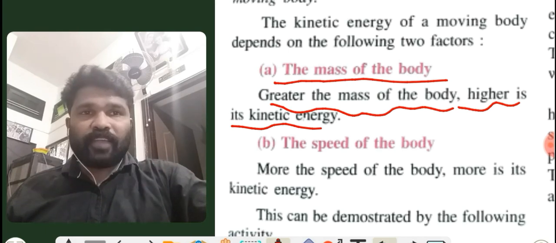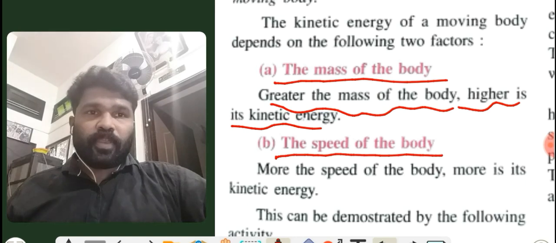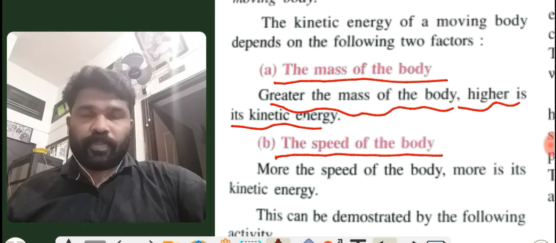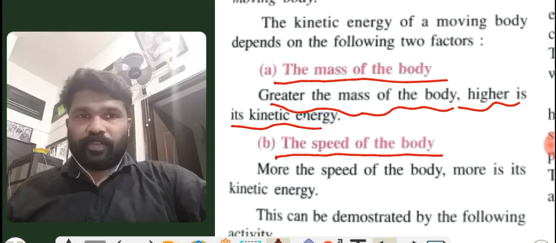The second factor is the speed of the body. If the speed is more, the kinetic energy is also more. More the speed of the body, more is its kinetic energy.